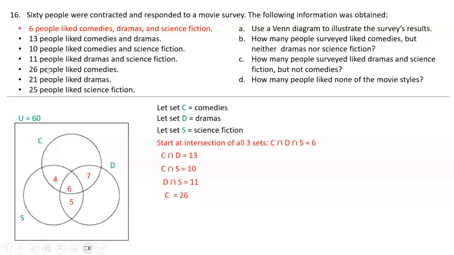Now, it says 26 people like comedy. So all this here, guys, all the C must be 26. So I already got 4, 6, and 7, so I already got 17. So the number that goes here is 9. Now let's see here, 21 people like dramas. So dramas will be this circle here, this set here. It's 21. I already got 11 plus 7 is 18. So this portion here will be 3.